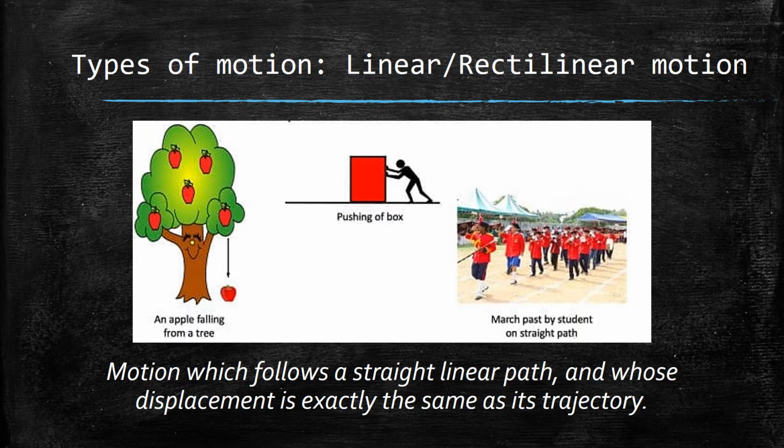Now we'll be seeing different types of motion. There are 5 or 6 types of motion in total. The first one is linear or rectilinear motion. In this motion, an object just travels in a straight line. It does not go in a circular motion, which is very simple. When you push a box, when a car moves along a straight line without changing its lane, when you and your schoolmates march across a path, those are all examples of linear or rectilinear motion.